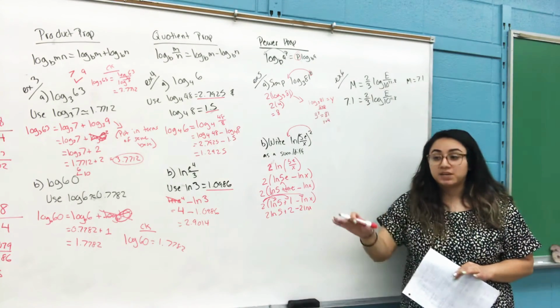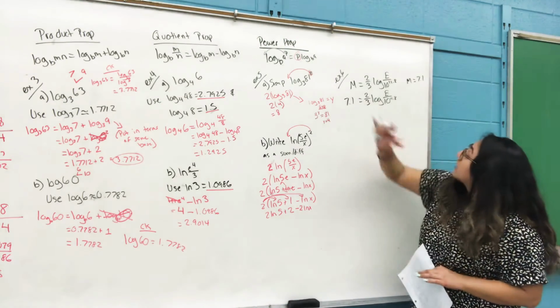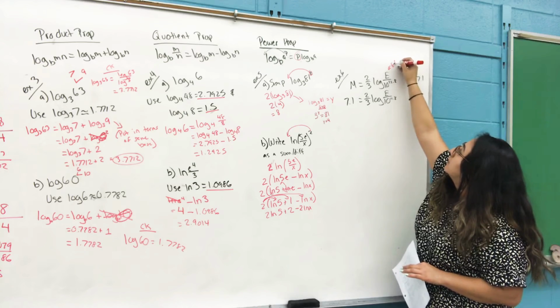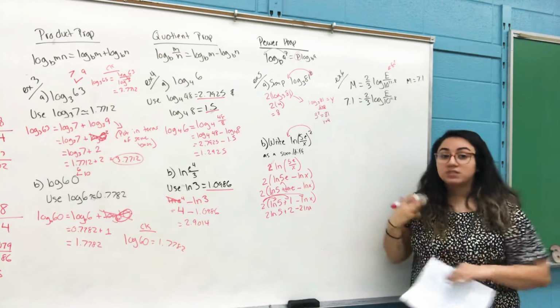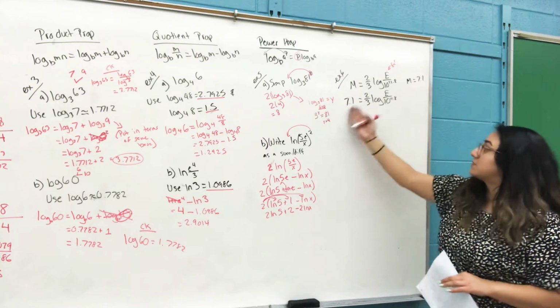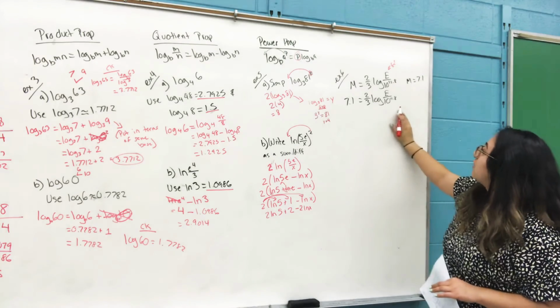It's a word problem. You can read it on your own time, pause it, and then read it. Here, they gave us what m is. They want us to solve for E. To do that, we have to use a lot of different properties to get the E by itself. So first thing I did, substituted 7.1 for the m.